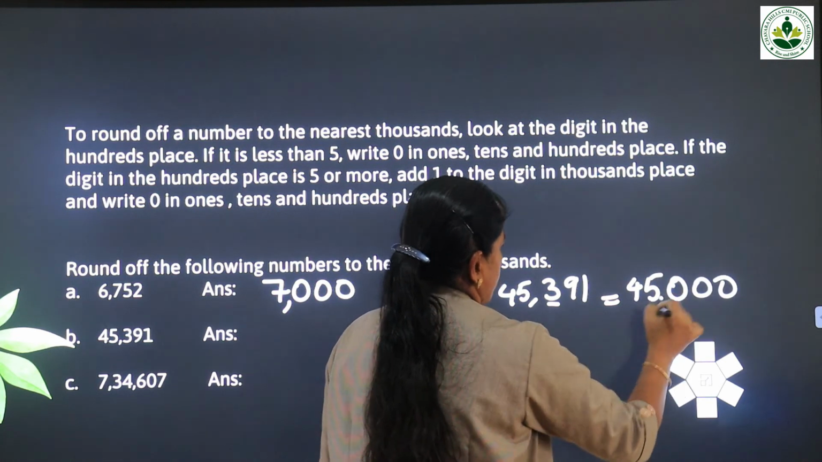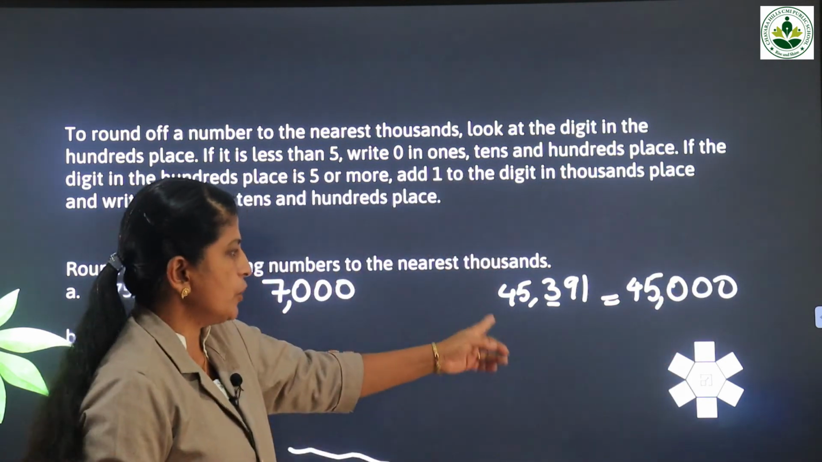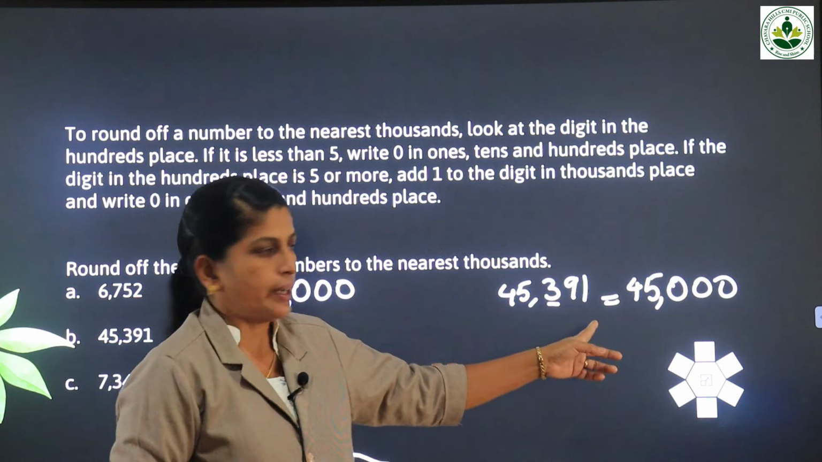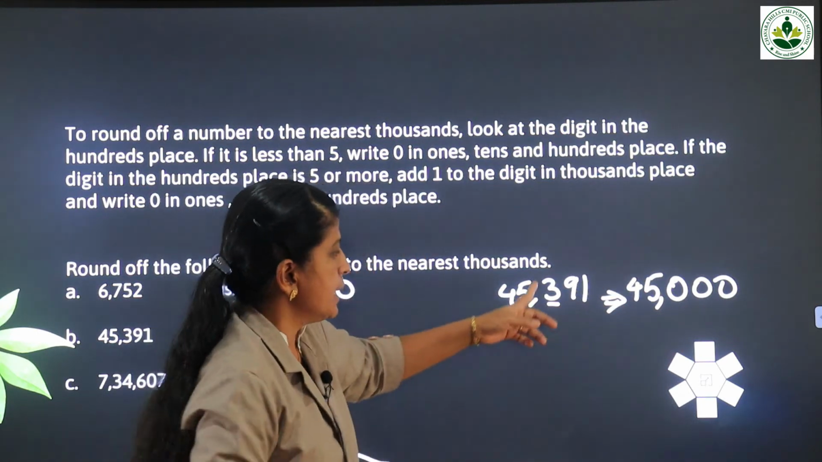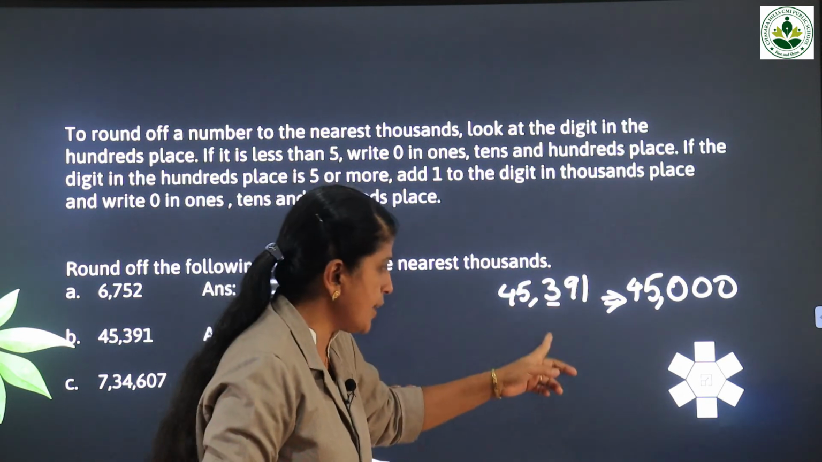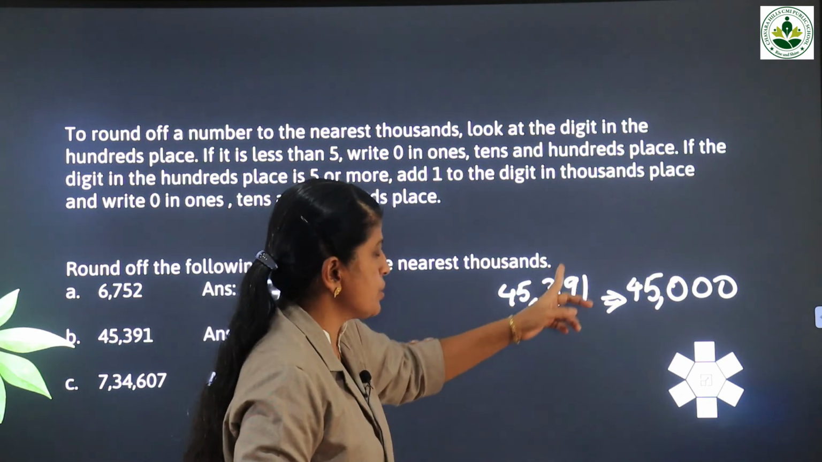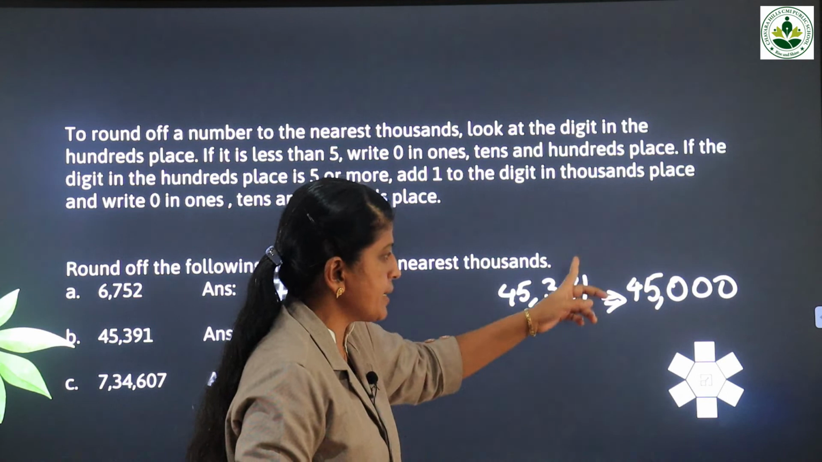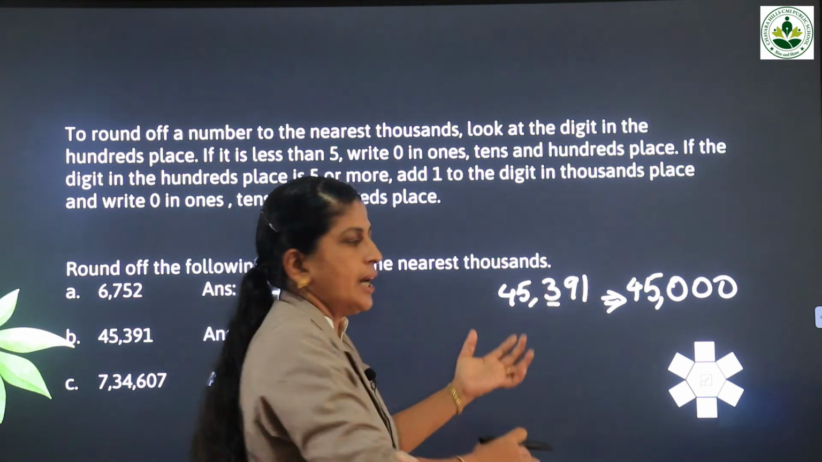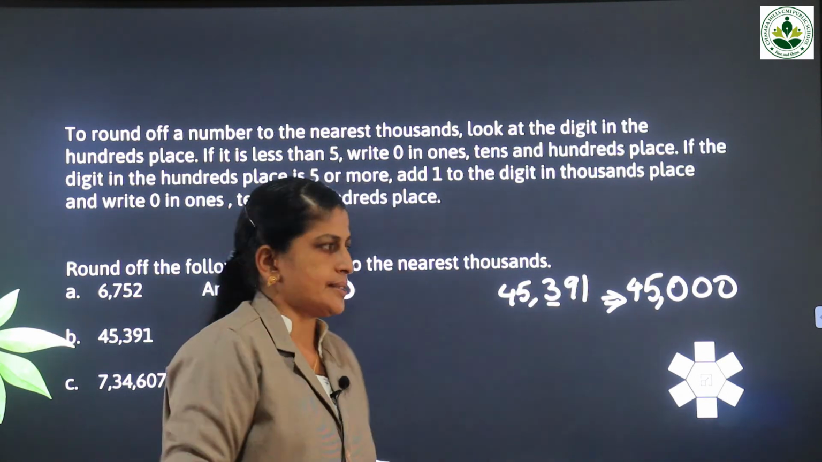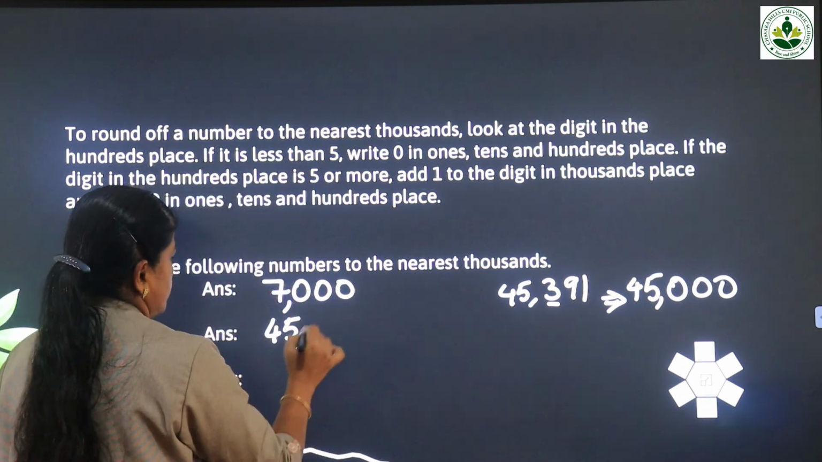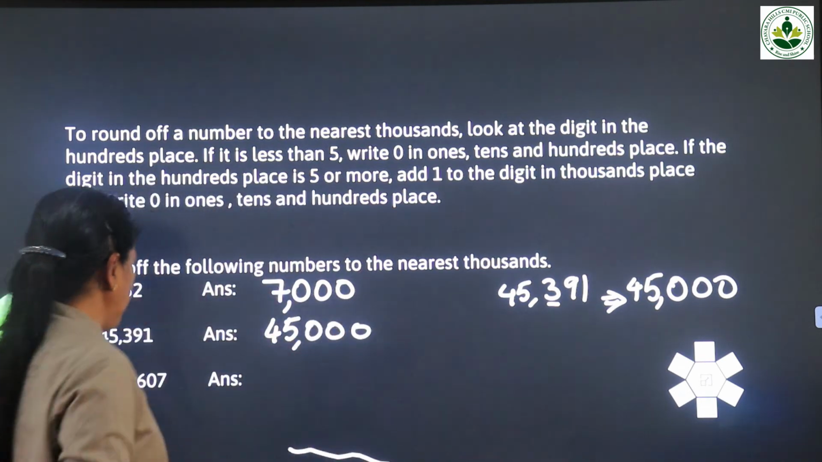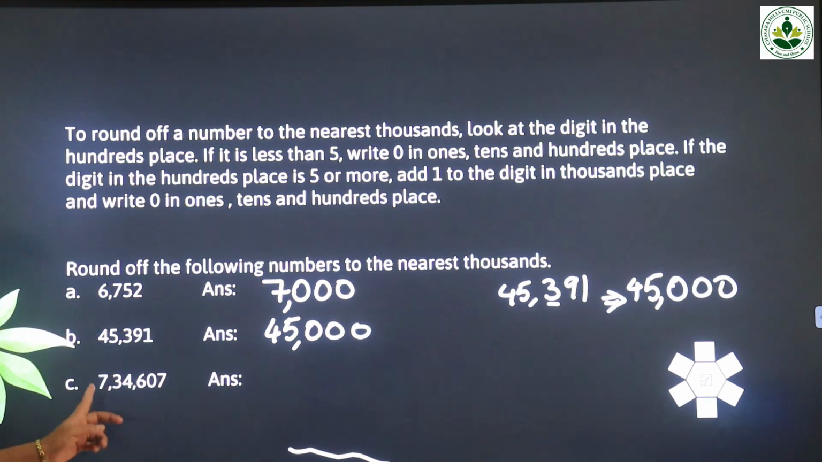45,000 is the answer when we round off the number 45,391. How did we get it? The hundreds place digit is less than 5. Therefore, put zeros in the hundreds place, tens place and ones place and write the thousands place digit as it is. Therefore, the answer is 45,000. Then the next number.